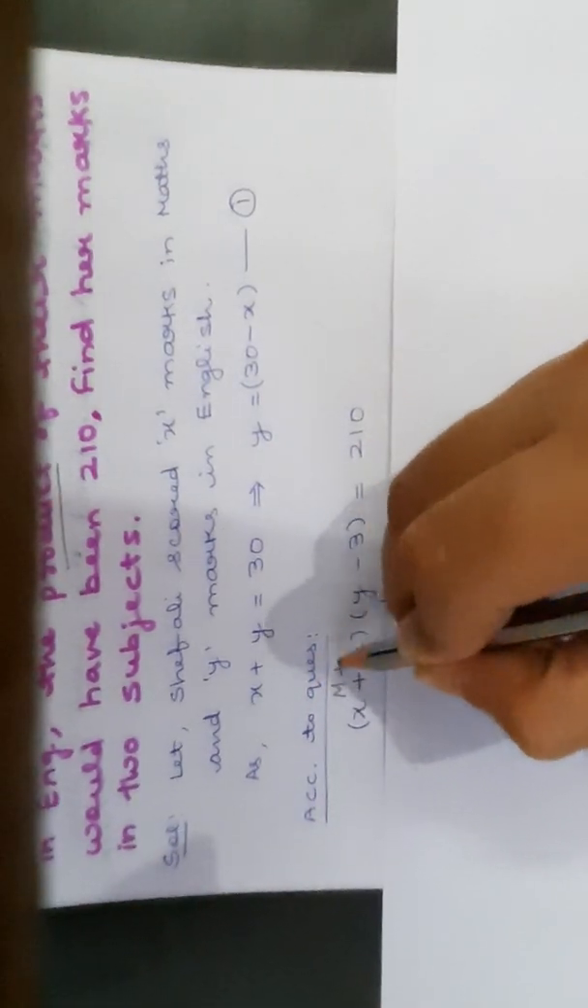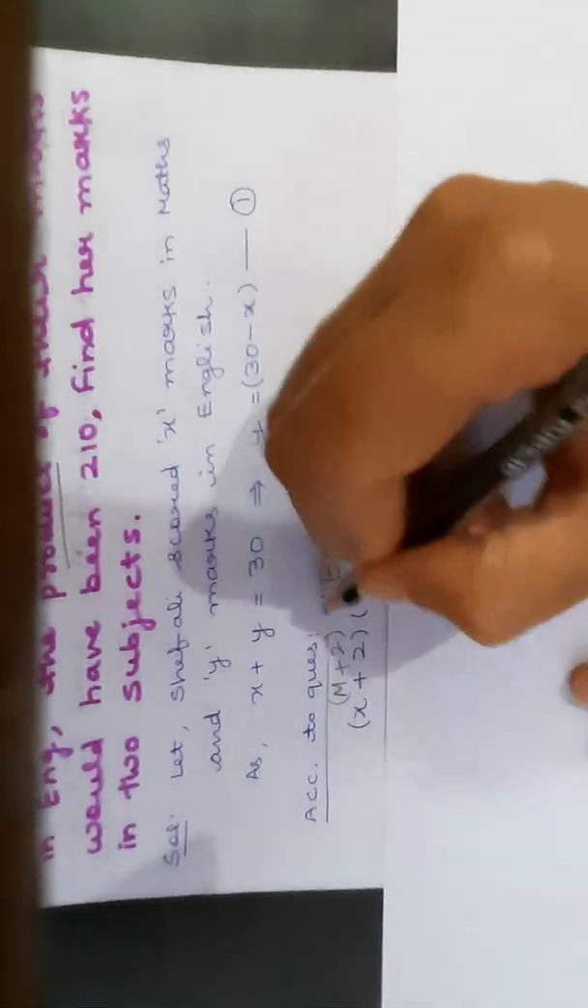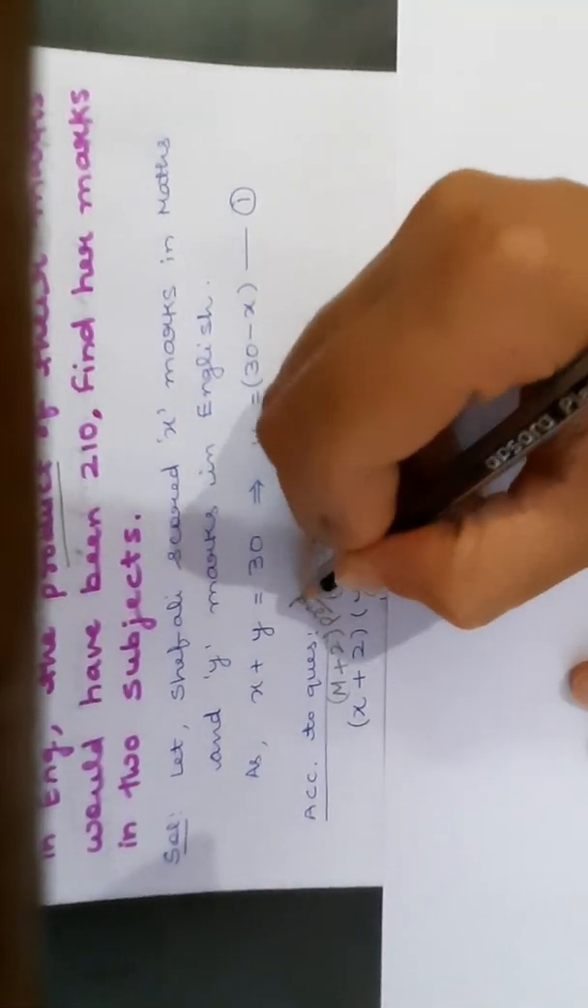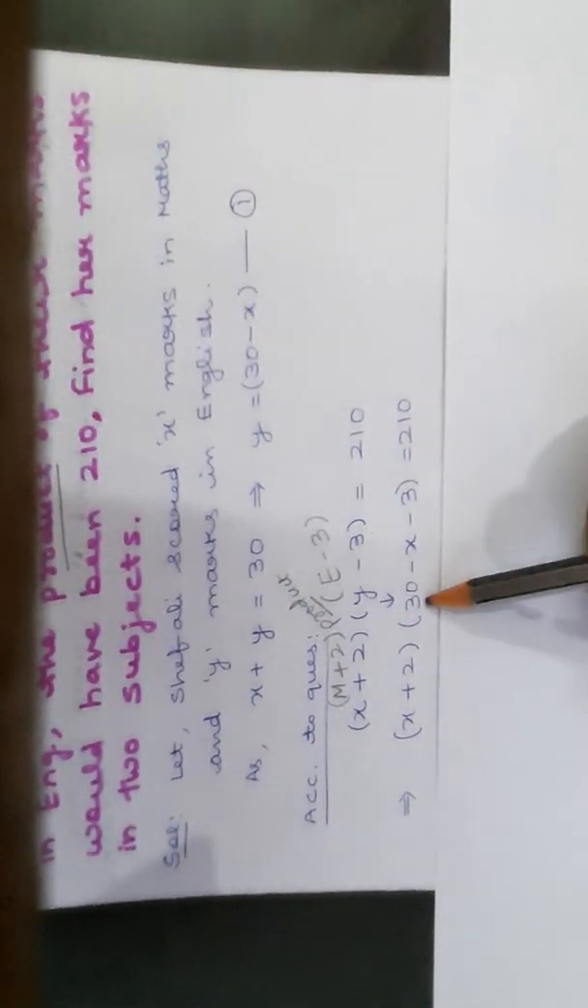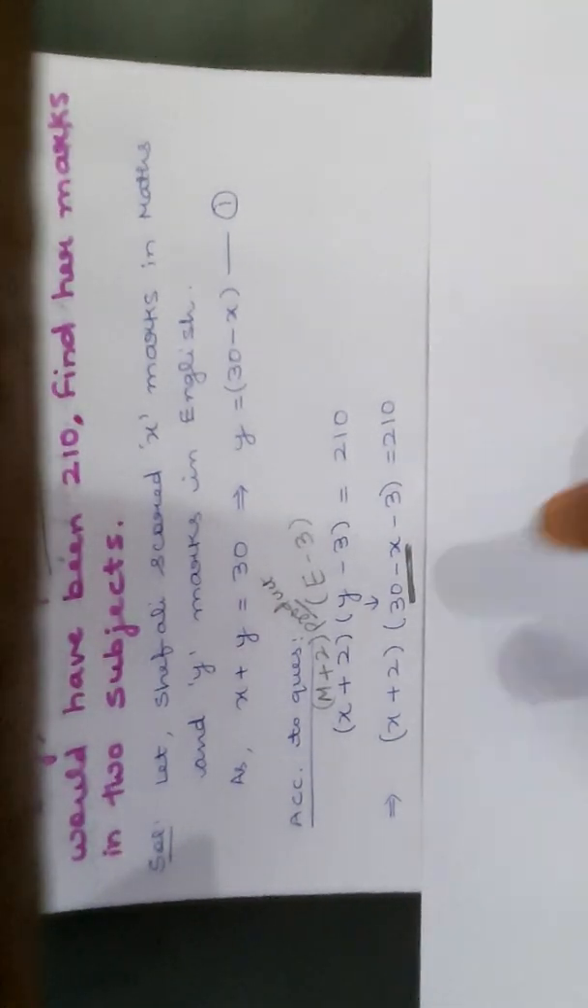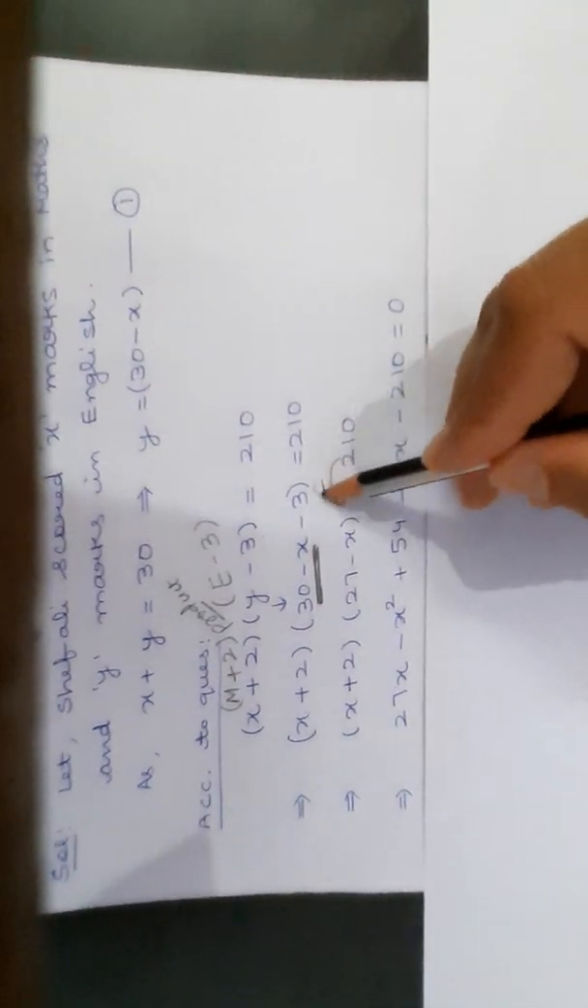So now I'm just explaining again. 2 more in maths, 3 less in English, and then the product. Product here means you multiply them. ठीक है बेटा? Now replace Y with 30 minus X because we want an equation in one variable only. Simplifying it. Further, multiply X with this bracket and 2 with this bracket. We get this. Bring 210 this side, so it will be minus 210.